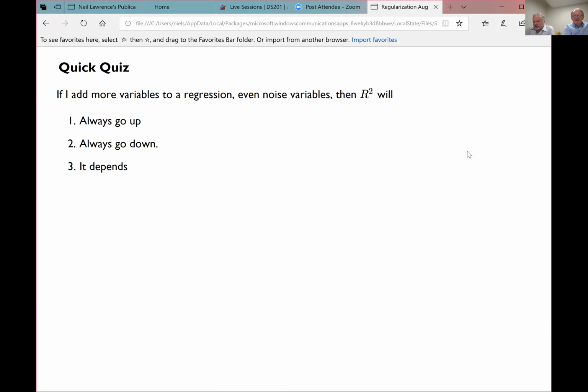Just to keep us all busy, here's a quick quiz. If I have a regression and I add more variables, will R squared, which is a measure of how well the model fits the data, always go up, always go down, or depend on what kind of variables I add? What do you think? Okay, so we have 50-50 for it always goes up, and it depends. The ensemble wins. Always goes up is the correct answer.